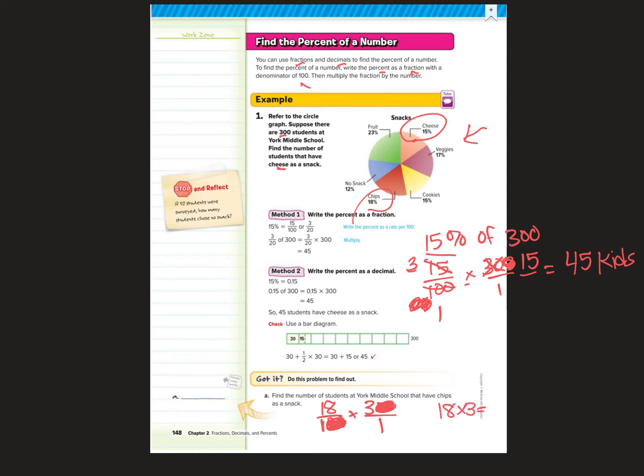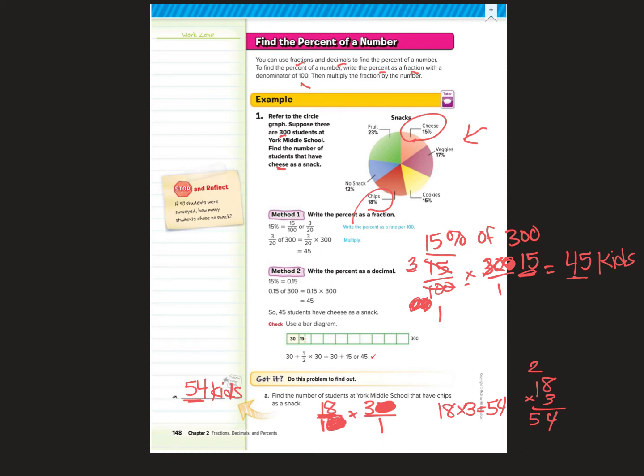And maybe you would be noticing that, hey, that's just using our ratio per 100. 18 times 3 is 54. So 54 kids. Now we can check that. So 54 kids is 18%, and 15% is 45 kids. Which again, look at that, that's what we did here too.